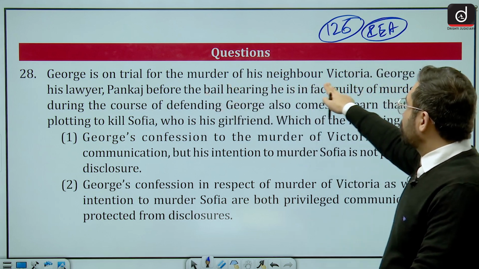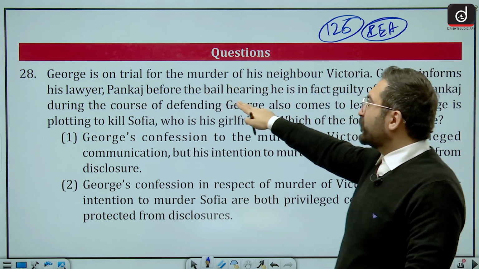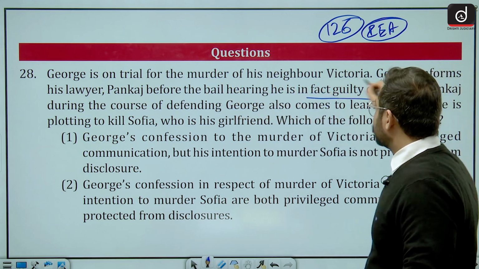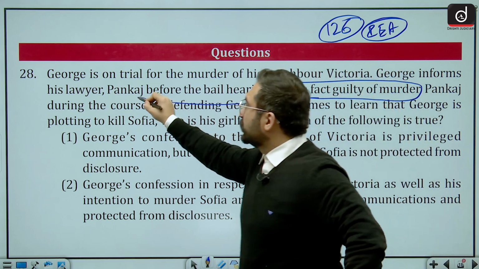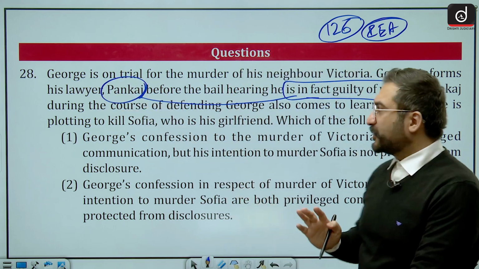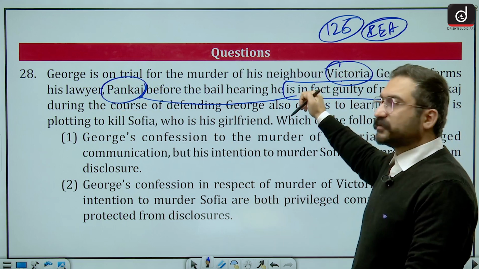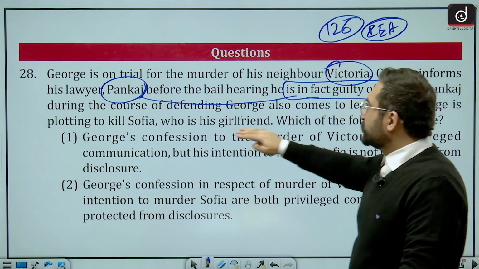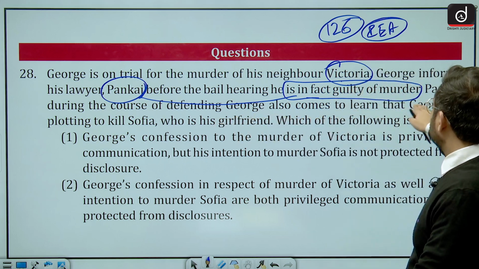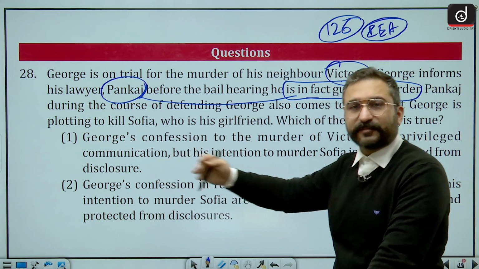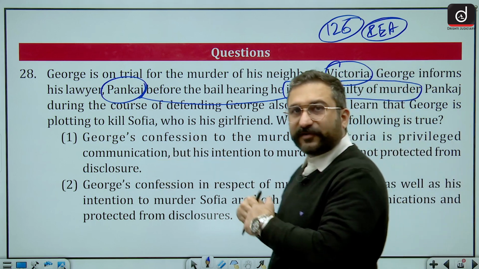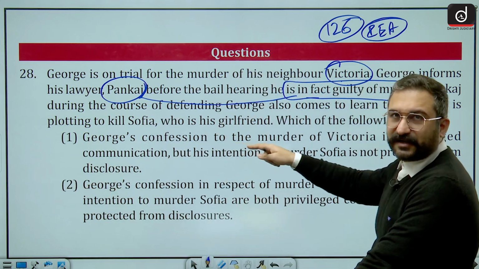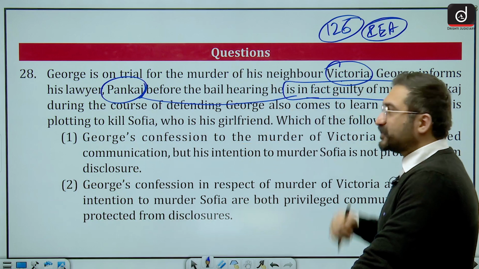George is on trial for murder of his neighbor Victoria. George informs his lawyer Pankaj before the bail hearing he is in fact guilty of murder. So he confessed to the crime. He told Pankaj that he has killed Victoria. Pankaj will not be allowed to depose because he has already done that. Pankaj, during the course of defending George, also comes to learn that George is plotting to kill Sophia. That means he is doing something in furtherance of something illegal. That means he's now doing something. For that, he is duty bound to come to the court and depose that he is going to do something wrong.